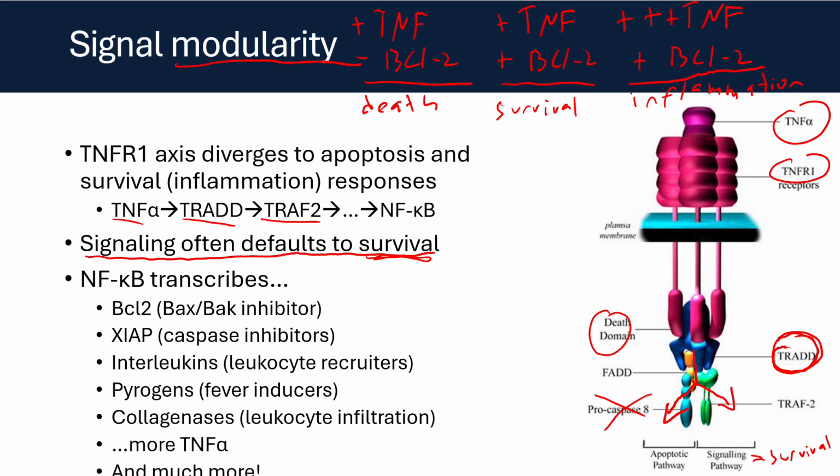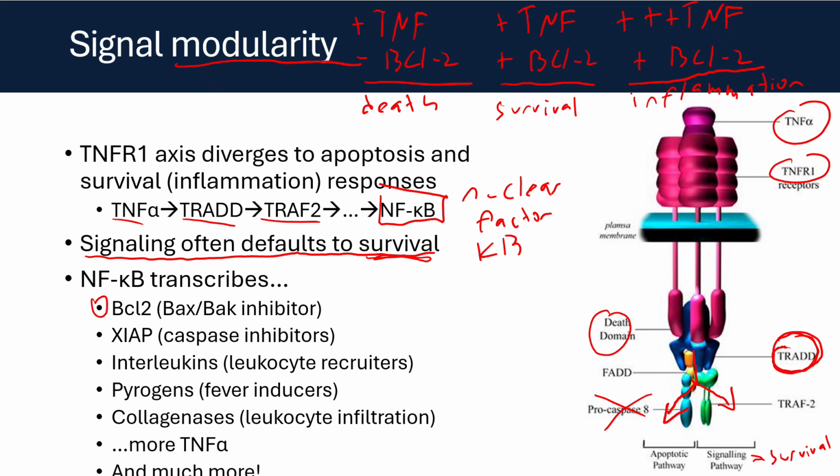Well, that's eventually going to result in the activation of this transcription factor I've boxed over here called nuclear factor kappa B. It is going to upregulate several defense proteins, such as BCL2. That's an inhibitor to BAX and BAK, and it's going to further promote survival. We don't want to die at this point, we want to fight.